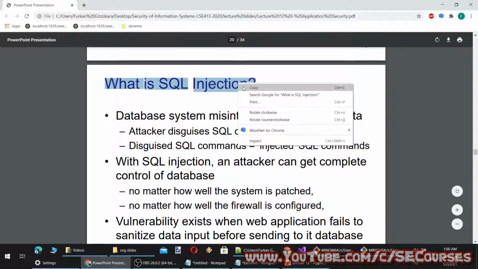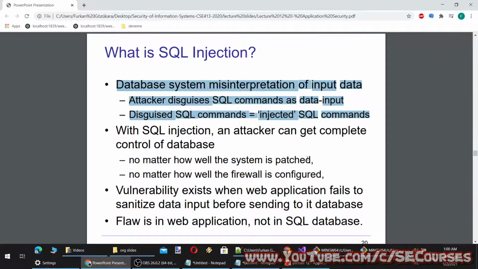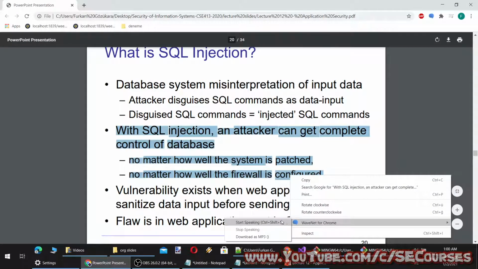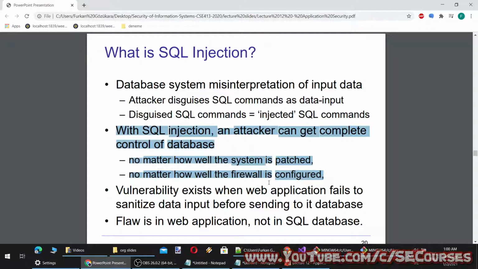So what is SQL injection? The database system misinterprets input data. The attacker disguises SQL commands as data input. Disguised SQL commands equal injected SQL commands. With SQL injection, an attacker can get complete control of the database, no matter how well the system is patched, no matter how well the firewall is configured. Okay, this is really important.